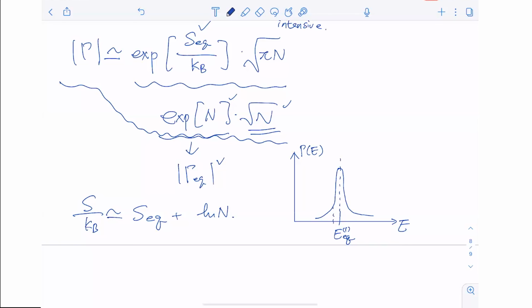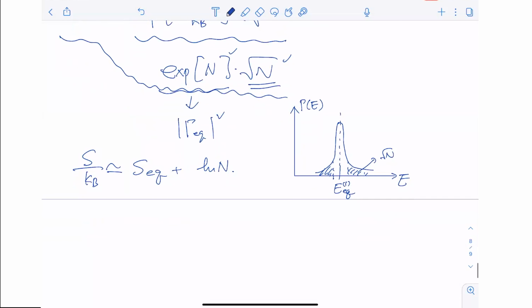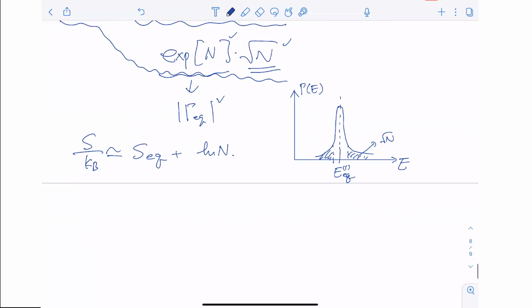So if you include all the rest other than this equilibrium value, it will basically just give you some square root of n contribution. So here we have the following relation.